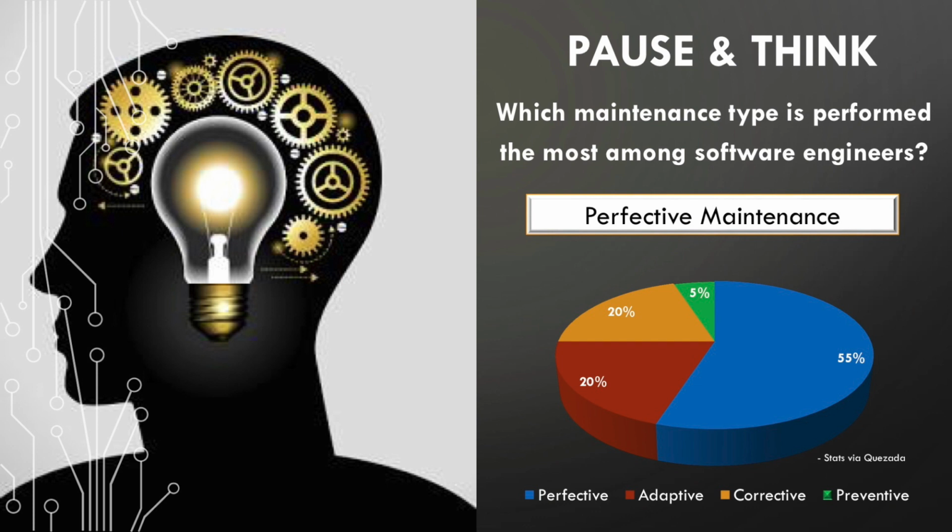If your answer was perfective maintenance, you were correct. As you can see, perfective maintenance is the most heavily used maintenance type among software engineers. It accounts for over 50% of the most used maintenance type. This shouldn't be too surprising because perfective changes are the response to the volatility of the software requirements. This volatility drives software evolution, and as a result, most of the evolution changes are perfective.